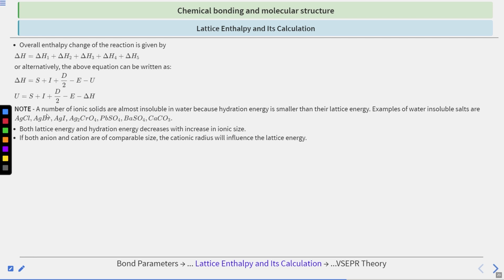Note, a number of ionic solids are almost insoluble in water because hydration energy is smaller than their lattice energy. Examples of water insoluble salts are AgCl, AgBr, AgI, Ag2CrO4, PbSO4, BaSO4, and CaCO3. Both lattice energy and hydration energy decrease with the increase in ionic size. If both anion and cation are of comparable size, the cationic radius will influence the lattice energy.